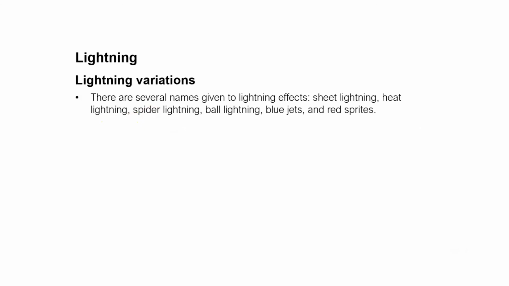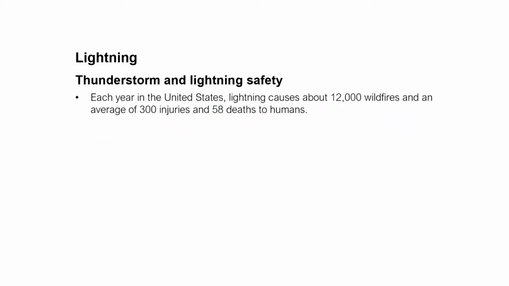We have several different names given to lightning effects. They can call it sheet lightning, heat lightning, spider lightning, ball lightning, blue jets, red sprites, other things like that. And that's just plasma in the atmosphere.